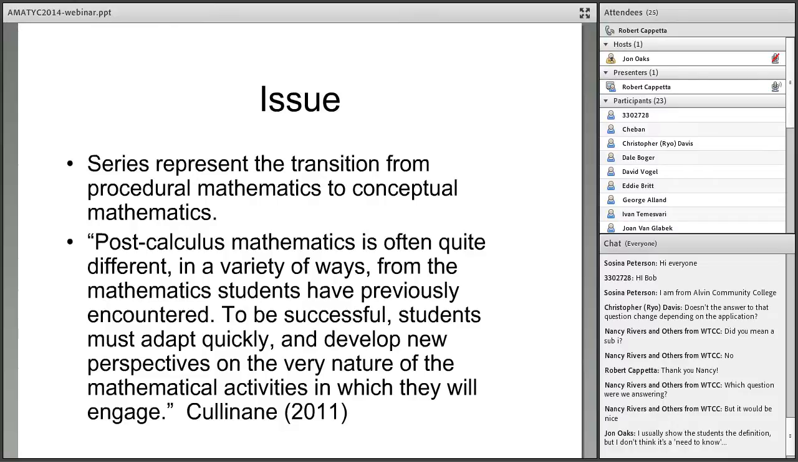Series do represent the transition from procedural mathematics to conceptual mathematics. Cullinane says post-calculus mathematics is often quite different in a variety of ways from the mathematics students have previously encountered. These successful students must adapt quickly and develop new perspectives on the very nature of the mathematical activities in which they will engage. And I argue that has to happen within calculus, within Cal 2. Students have to change their mindset. They have got to recognize that what mathematics is now is not necessarily what it has been before for them.